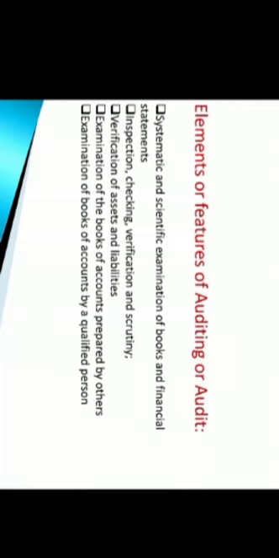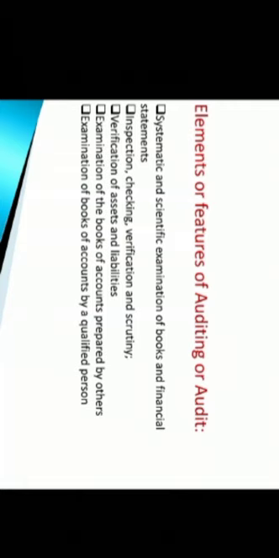Next, verification of assets and liabilities. In an organization, the company has both assets and liabilities. So the auditor should verify assets with physical inspection and also the liabilities as shown in the balance sheet. So verification of assets and liabilities is a part of the features of auditing.